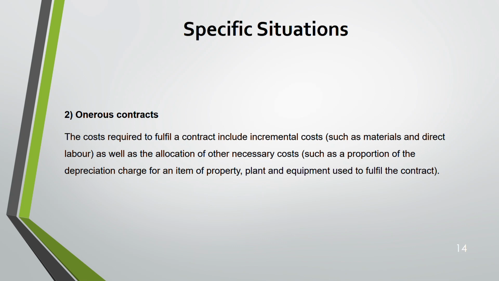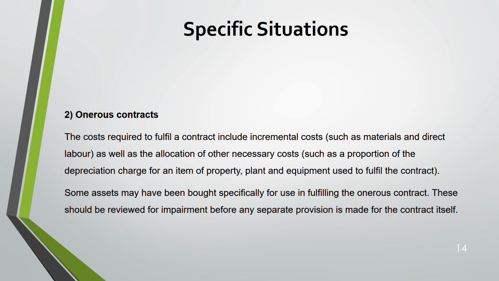Like for example, you have taken a property, plant and equipment to fulfill that contract. That property, plant and equipment will incur depreciation, right? So that depreciation charge also will come under incremental cost. Some assets may have been bought specifically for use in fulfilling that contract. Otherwise, there is no use of that asset, only for that contract. So in this case, you have to review that for impairment before any separate provision is made for the contract itself. Before you make the provision for that contract, you have to see for the impairment of that asset.